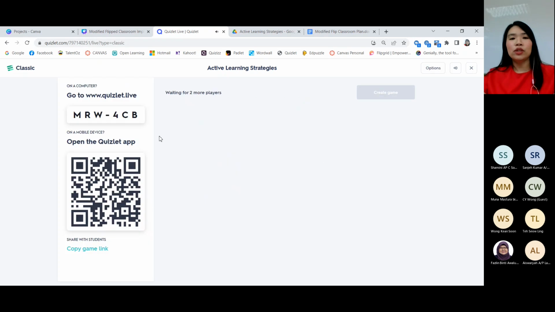So the student can either scan the QR code or go to this address, www.quizlet.live, and then key in this code. So you all can try it out now using your computer or your phone.